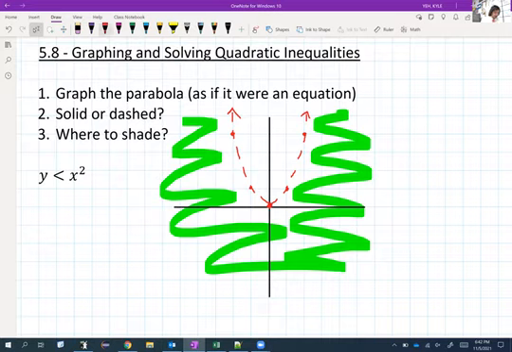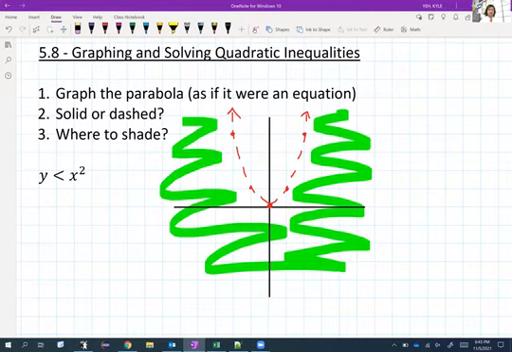Again, just like before, this has to do with what kind of sign is here. If it's a strictly less than or strictly greater than, it'll be dashed. If it's a less than or equal or greater than or equal, it'll be solid. And then finally, where do we shade? In this problem, it's shaded below the parabola because it was y is less than. If it was greater than, we'd shade above or inside this parabola.